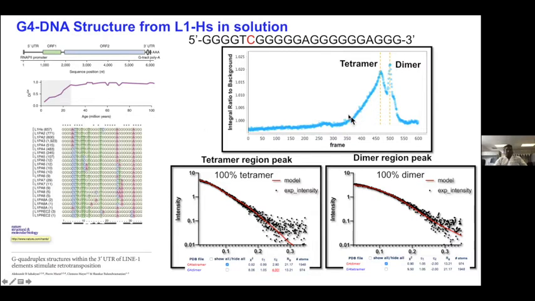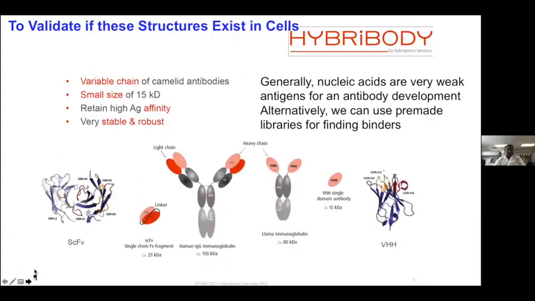Now, as previously, I get a nice separation of a tetramer and dimer peak. Now, if I try fitting with both models, I don't need to do a multi-state for this. I get 100% tetramer and 100% dimer from the peak region of the SEC profile. So we use SAXS to validate the structure's existence in solution.